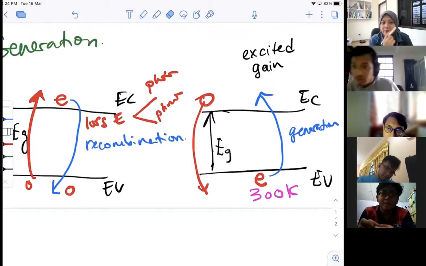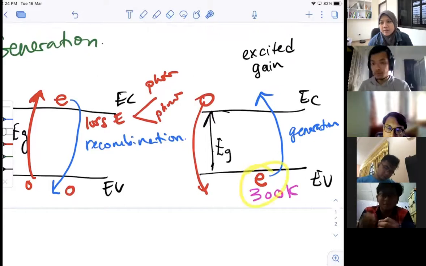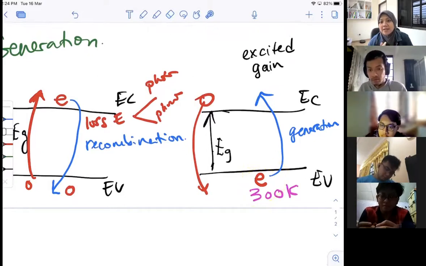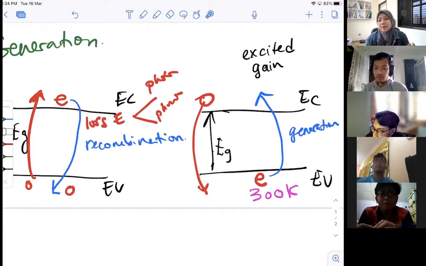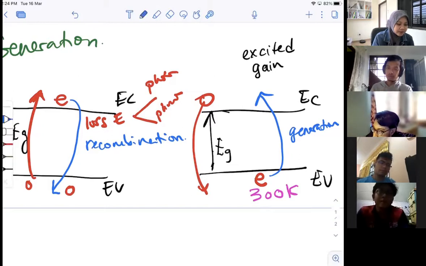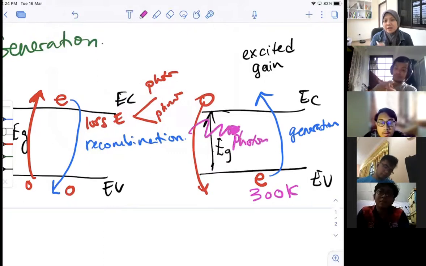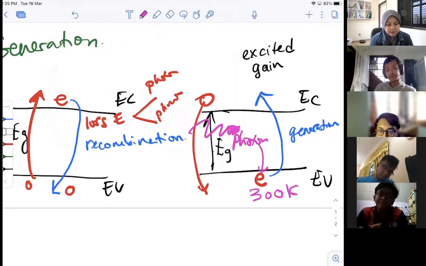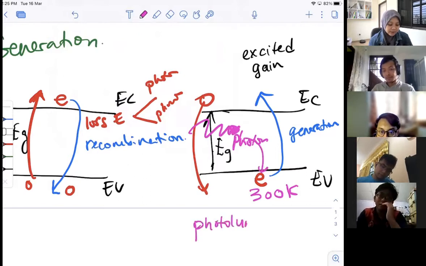So the electron can be excited. Energy tu boleh datang dari mana-mana. For example, room temperature is also a source of energy. Sometimes we can also bombard with photon. Maknanya kita suluh cahaya dekat semiconductor ni, this photon energy will be absorbed by the electron and you have generation. And nama yang ni panggil photoluminescence.